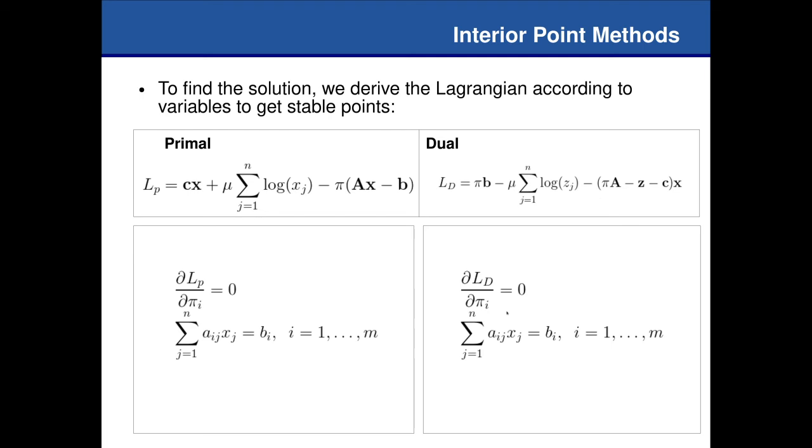This tells me something really interesting. Even though I have my dual problem, if I differentiate in terms of this pi, which is my main variable, I will get the constraints of my primal problem. The constraints of my primal problem. Something to think about, okay?